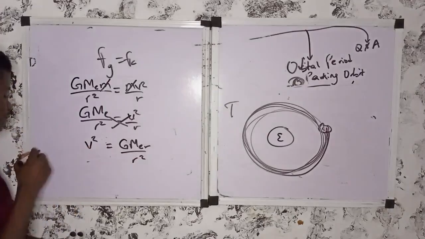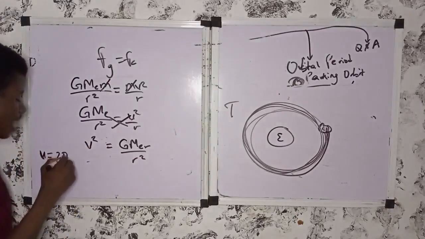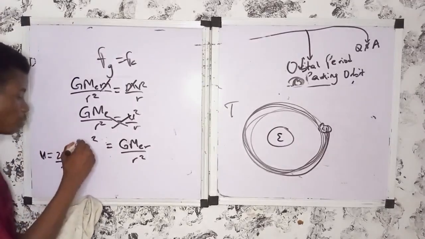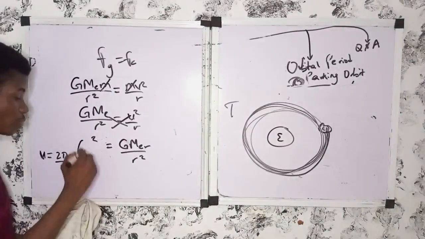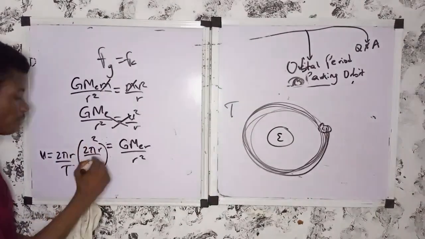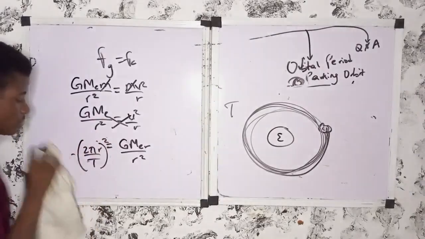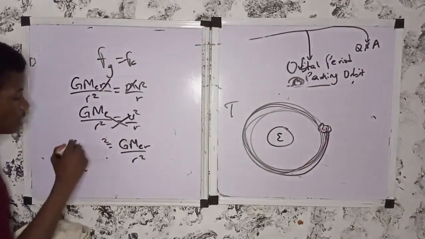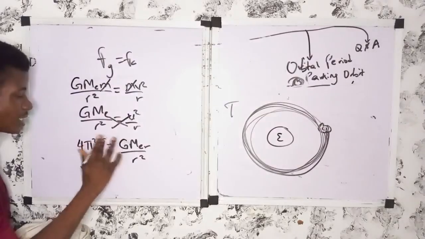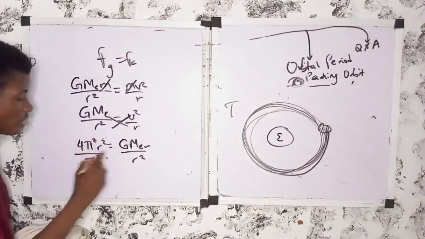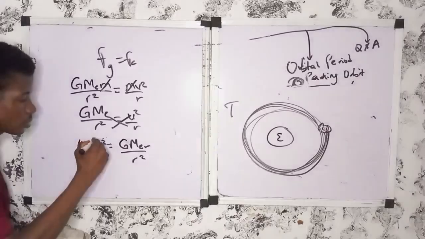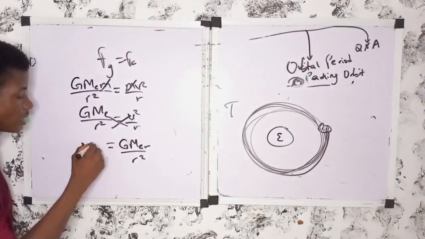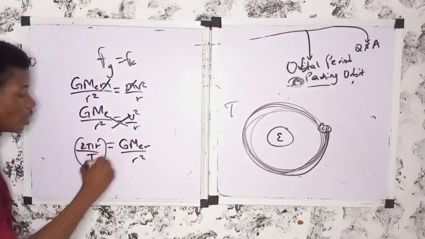Now remember, I told you guys v is equal to 2 pi r over T, right? I've explained it just now. So in place of v, we put, remember v takes a square, right? So we put 2 pi r over T, so the square of everything, right? The square of everything will be 4 pi square r square over T square, right? Yes, the square of everything. Remember, it was something like this before: 2 pi r over T all square.